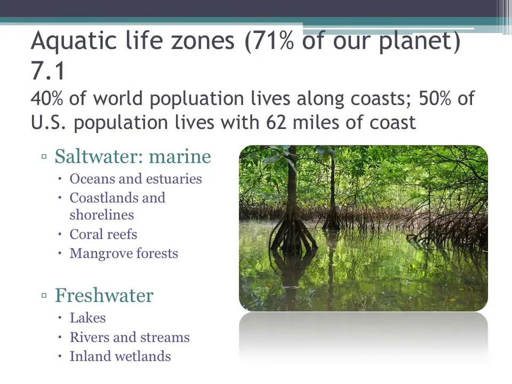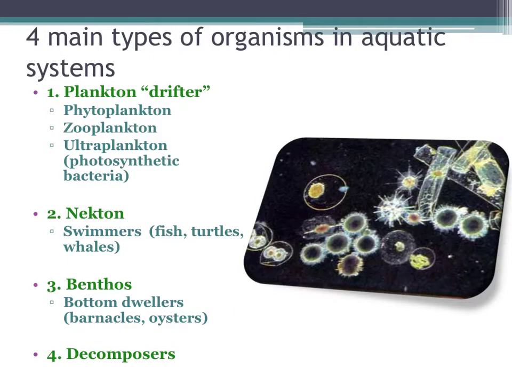And then freshwater, we're going to break it down by lakes, rivers and streams, and inland wetlands. So, four main types of organisms in aquatic systems. First of all, the plankton, also known as the drifters. You can see the picture on the right, thousands of different types of plankton. Plankton is just a generic way of saying photosynthesizing protist.